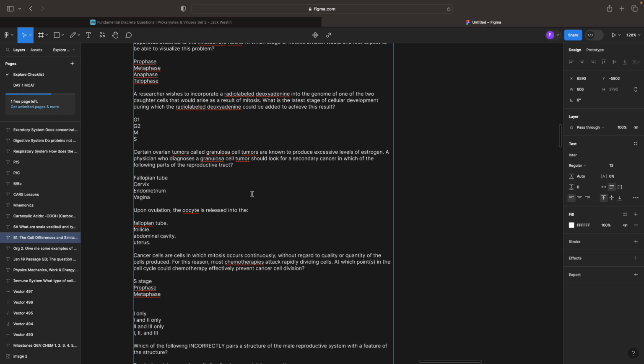So next time, if they ask what is the latest stage, and if that stage is also included, so if the DNA is being replicated in S stage, we should answer S stage, not the stage before it, like the latest one.